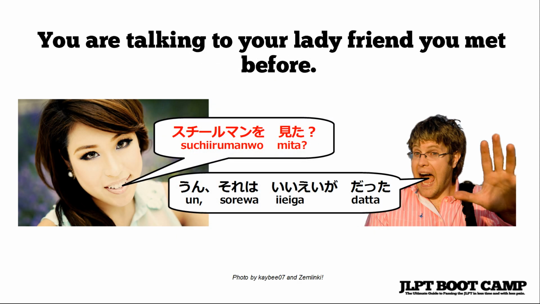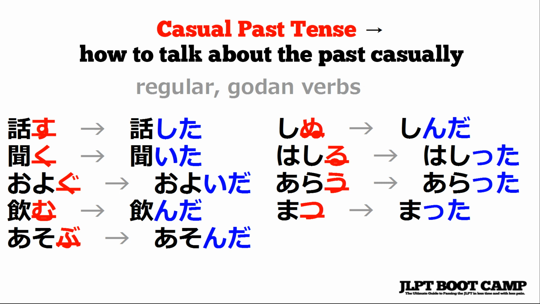And so the first question she asks is, Steel Man o mita? You say, それはいい映画だった. So basically she's asking, did you see Steel Man? Obviously this is a completely made up movie title. And you reply, yes, that's a really good movie. And here you're using the casual tense, the past casual tense. And this is what you use to talk about the past casually.